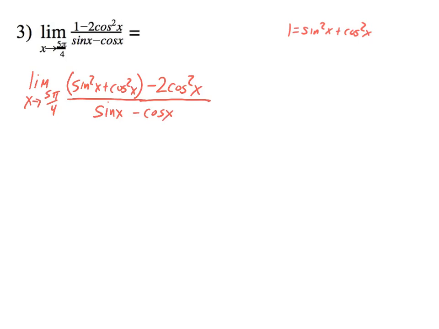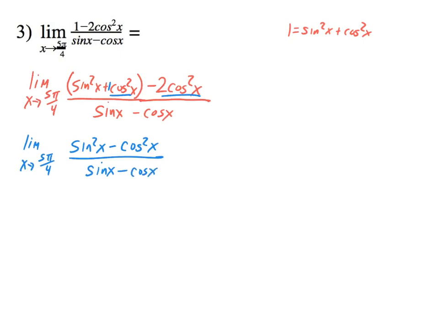Well, won't this and this combine? So we now have the limit as x approaches 5 pi over 4. And won't that leave us still a sine squared x on top? And there's no 1 here? 1 minus 2 is negative, cosine squared x over sine x minus cosine x.